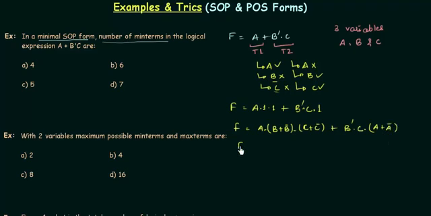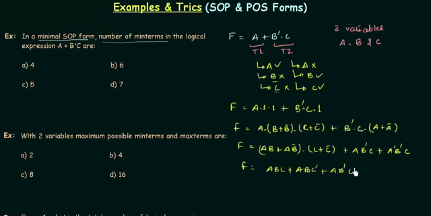Now we only have to open these brackets by using the distributive law, and we will do it quickly. A and B or A and B complement, and C or C complement is there. From this we have A B complement C or A complement B complement C. And now we will open these 2 brackets. We have A B C, A B C complement, A B complement C or A B complement C complement, and these 2 terms will come as they are, A B complement C or A complement B complement C.